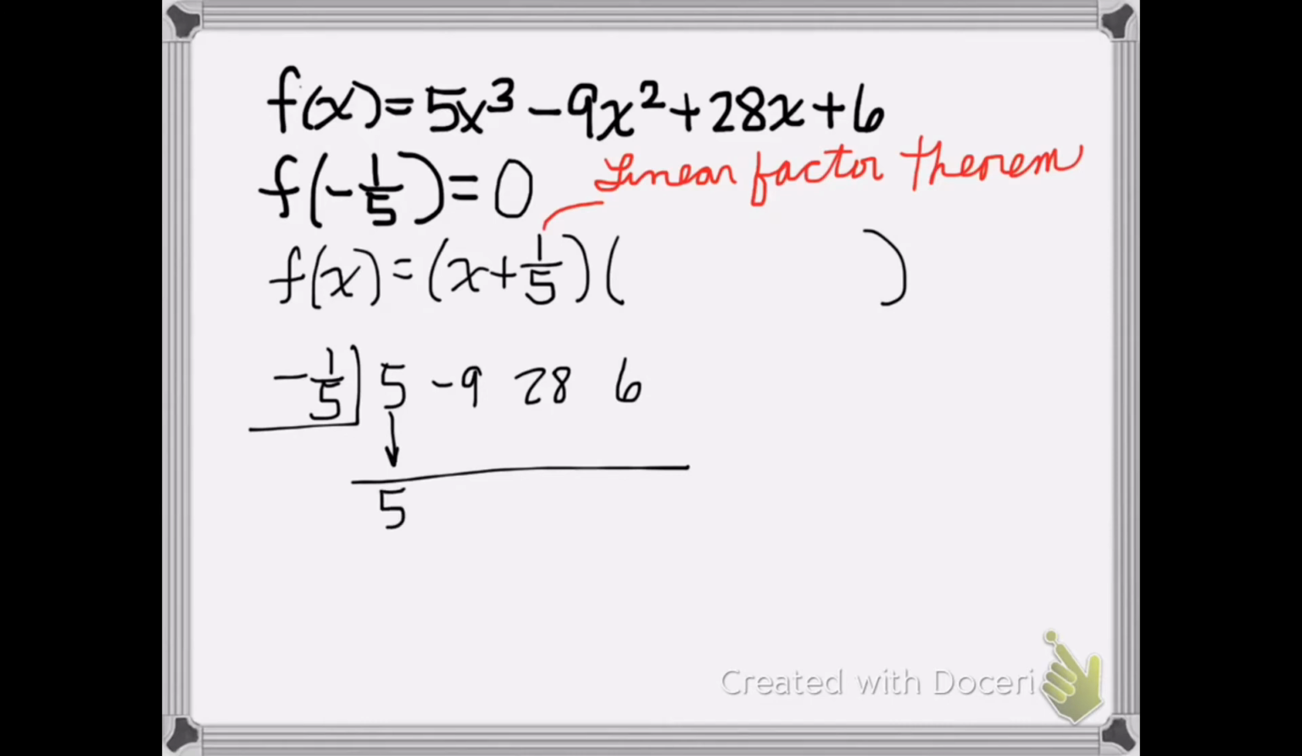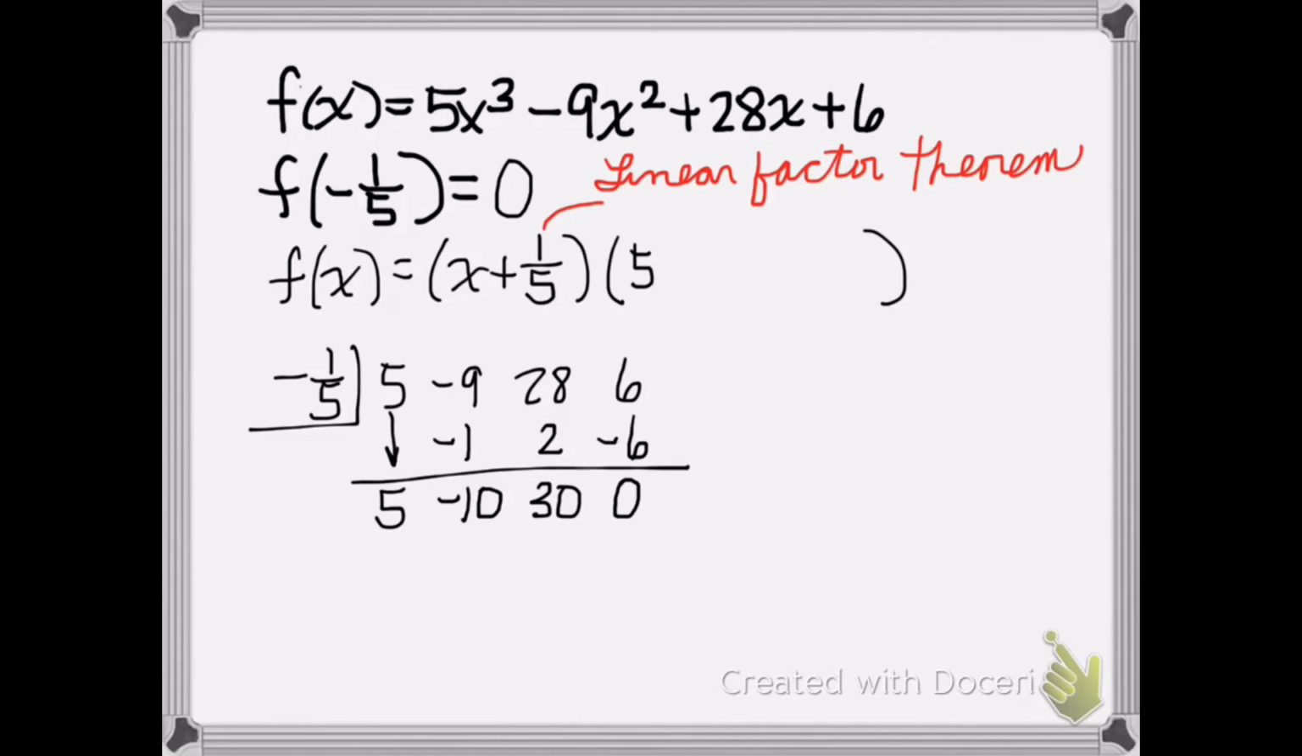So let's do this division. Negative 1/5 times 5 is negative 1. And I'll add negative 9 plus negative 1 to get negative 10. Negative 1/5 times negative 10 is 2. And I will add 28 plus 2 to get 30. And negative 1/5 times 30 is negative 6. And there's our remainder of 0 as expected.